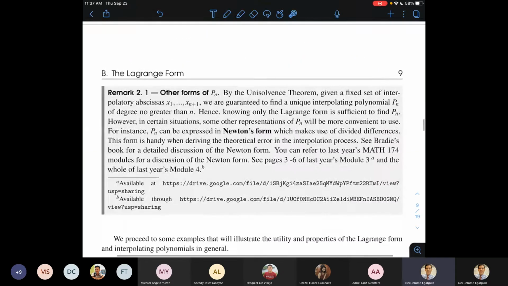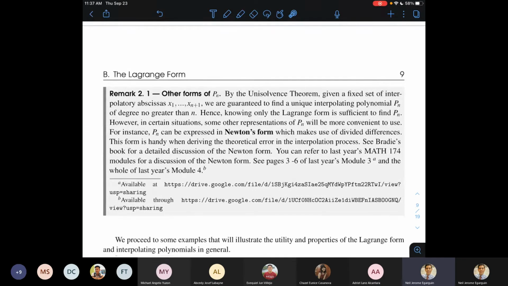But before we proceed to the example, let's look at remark 1 here. There are other ways of constructing the interpolating polynomial. Although by the Unisolvence Theorem, you will always find just one unique algebraic interpolating polynomial after simplifying whatever you got. But the Lagrange form is not the only way to construct the algebraic interpolating polynomial.